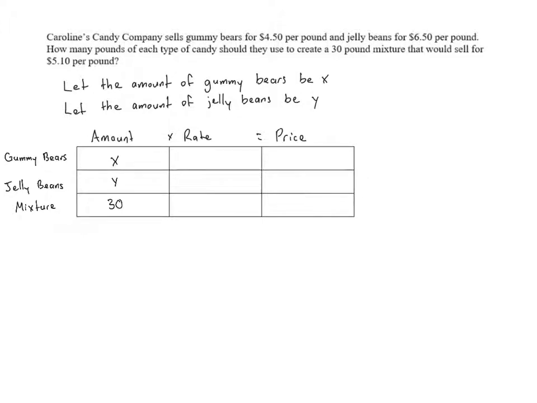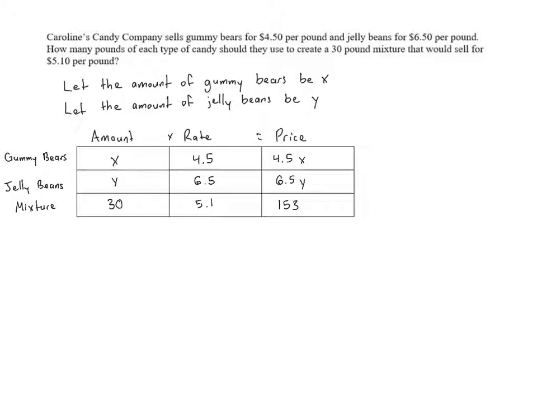The rates, well, the gummy bears are $4.50 per pound, so 4.5. The jelly beans are $6.50 per pound, that's 6.5. And we want the mixture to be $5.10 per pound, which is equivalent to 5.1. To figure out the entries in the price column, we have to multiply across. So we have 4.5x, 6.5y, and 30 times 5.1 is 153.